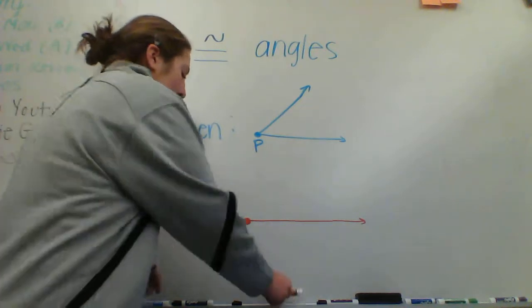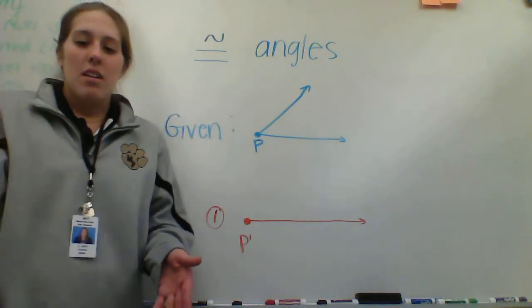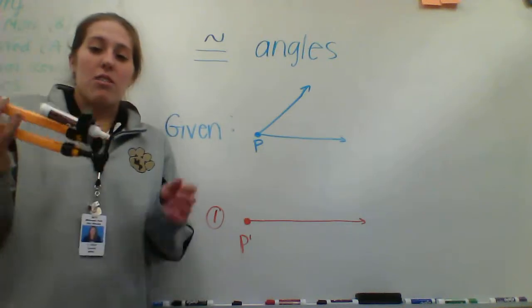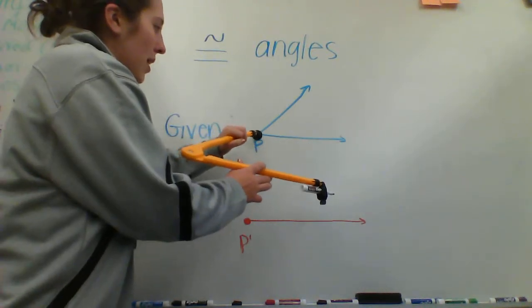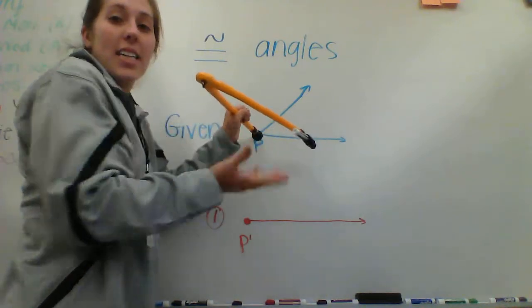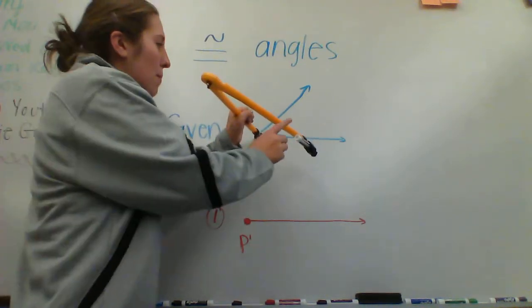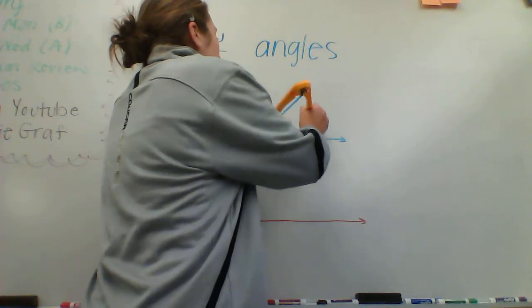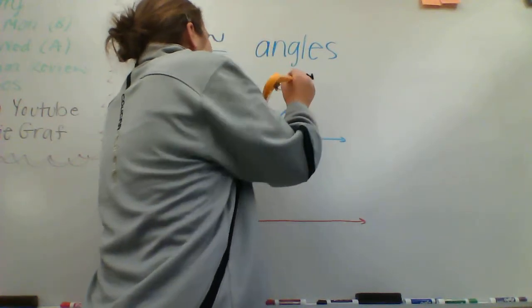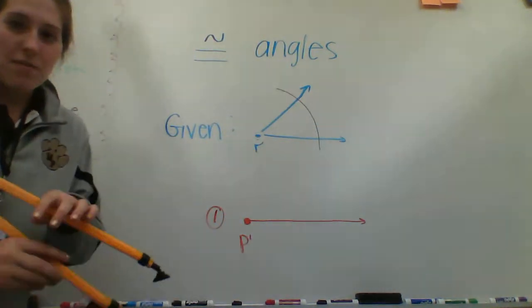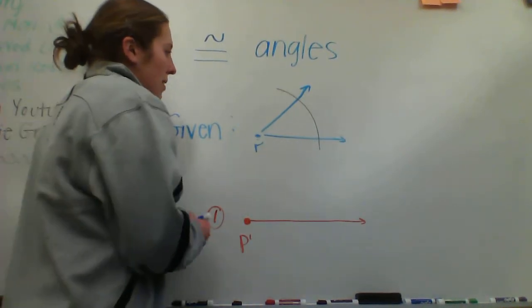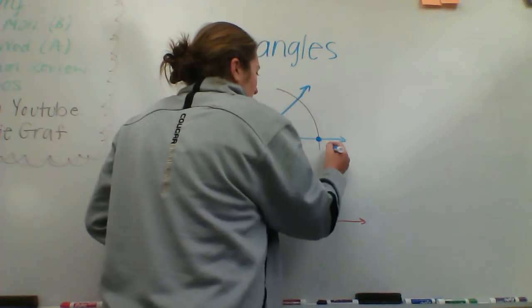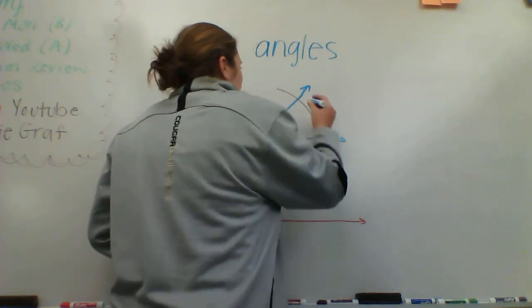Now, step two is just as simple. We're going to grab our compass. You're going to put the needle point on P, and then you're going to pick any arc distance you want. You want to make sure it intersects both rays. So a nice arc that intersects both rays. And then you freeze the compass. Don't move the compass. Now I've got these points. I'm going to call them B and A.